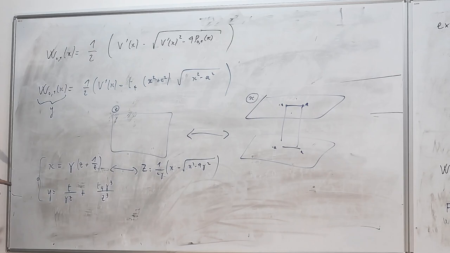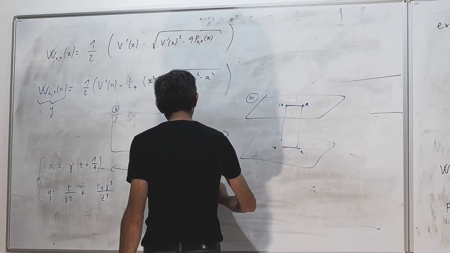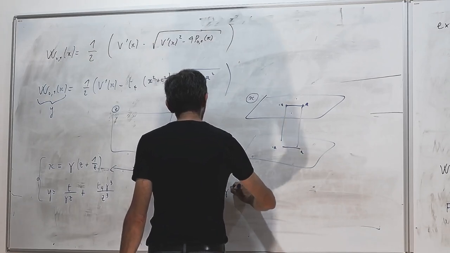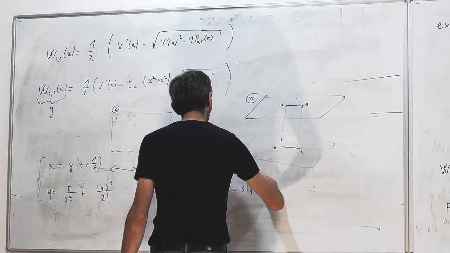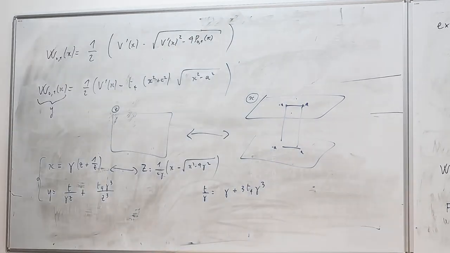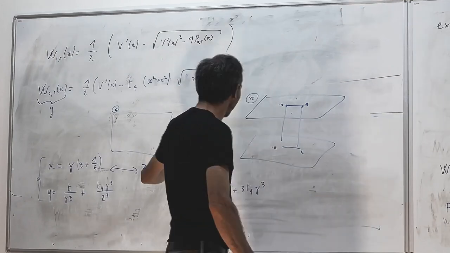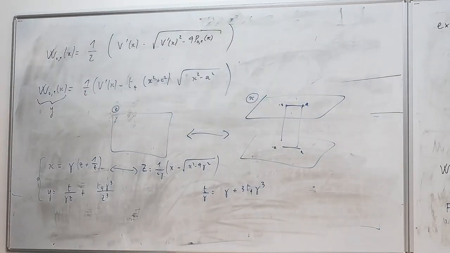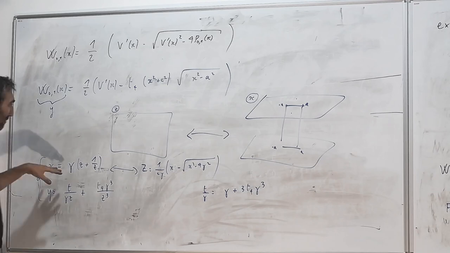How are you sure that this is the correct formula? You see, I didn't make any computation. Well, you still have to compute gamma. And to compute gamma, the equation I will tell you is very simply t over gamma is gamma plus 3 t4 gamma cube. Okay, how do I see it immediately without looking at my notes? Okay, so instead of solving this equation, I can write that directly. I just prefer to explain a little bit.